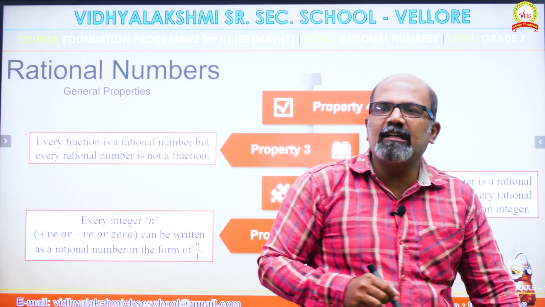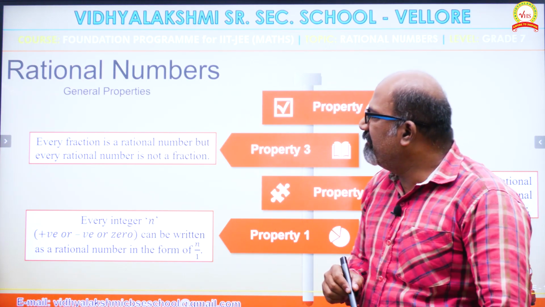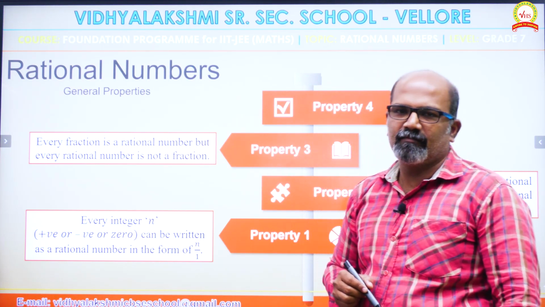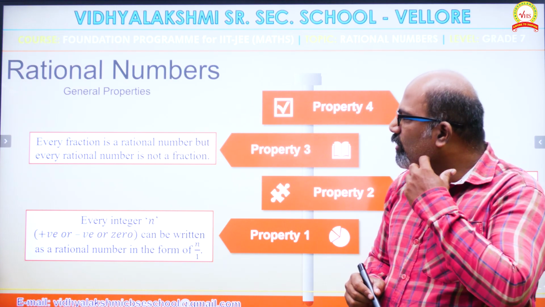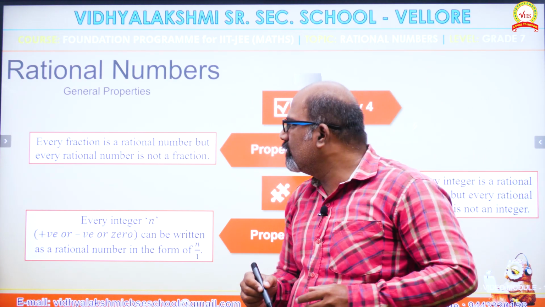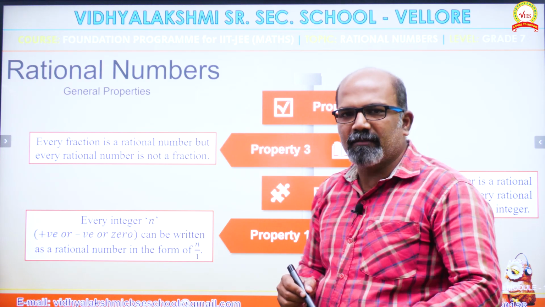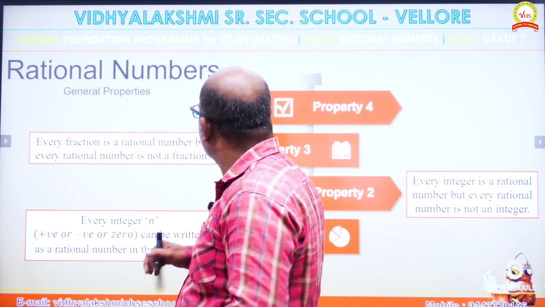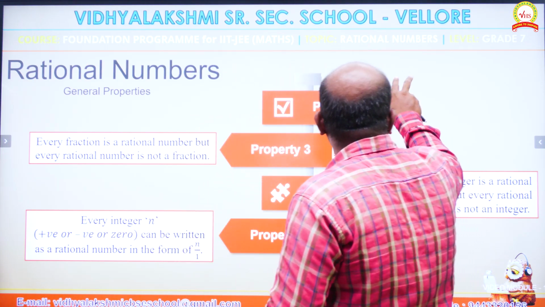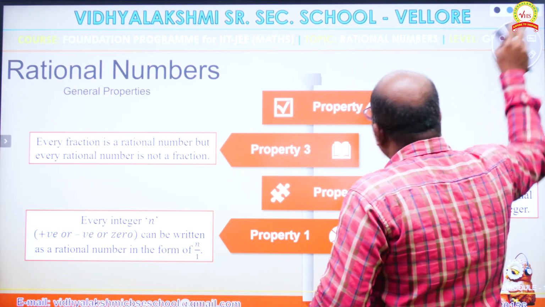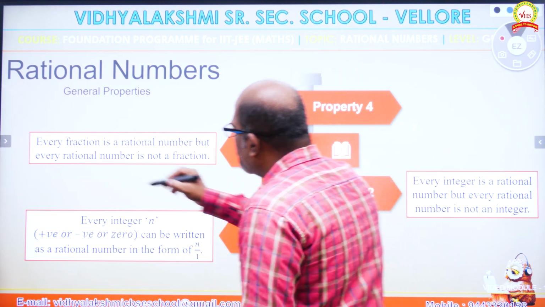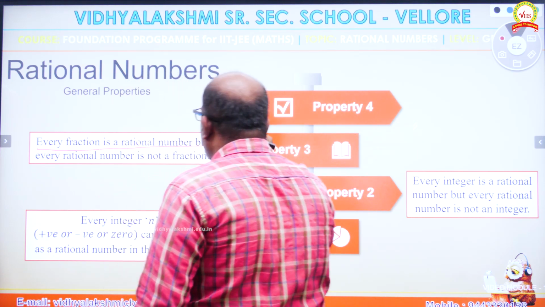Now we are going to the next property. Every fraction is a rational number, but every rational number is not a fraction. This might be somewhat confusing, so I will tell you clearly now. First of all, let us study the first statement. Every fraction is a rational number. This is the first statement.